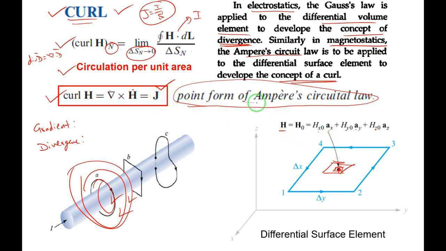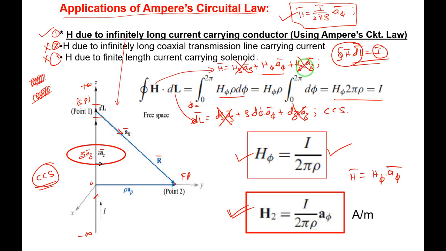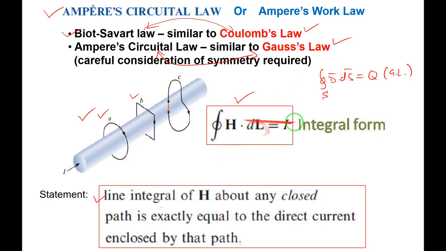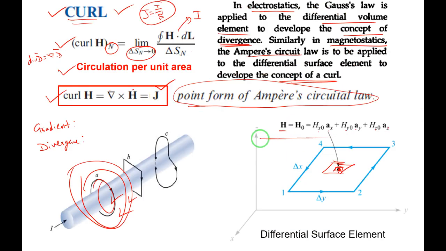Yes, this we call the point form of Ampere's circuital law, and this is the integral form of Ampere's circuital law: closed line integral of H dot dl equal to I, right? So this is the integral form, and this is the point form. Then similar to Gauss law, this is the integral form: closed integral of D dot dS is equal to Q. Then what is the point form of Gauss law? Del dot D vector equal to rho v. This is the point form of Gauss law.